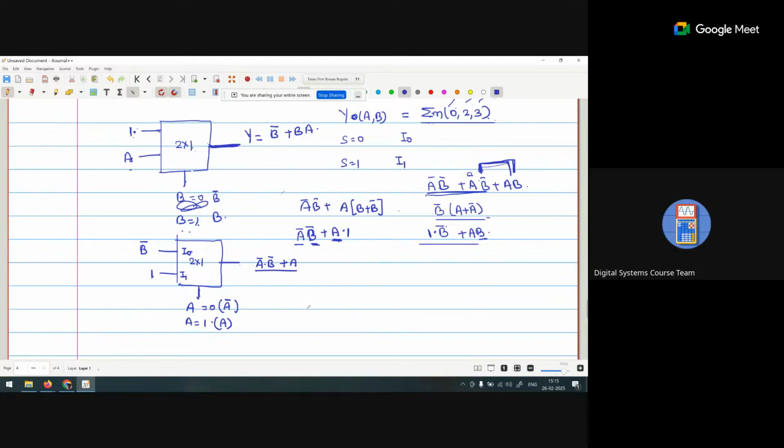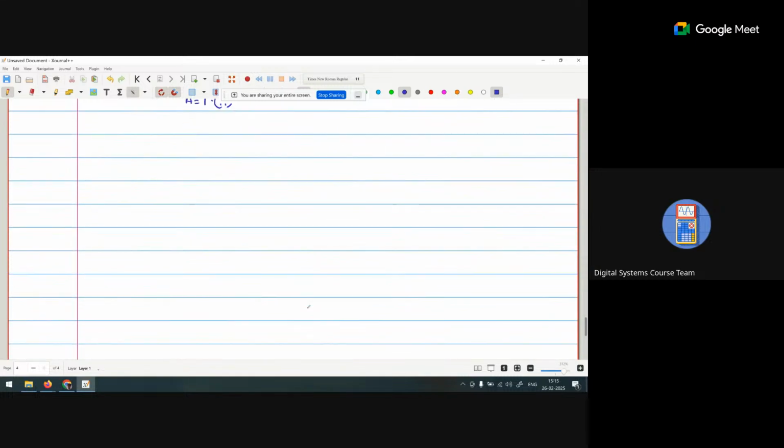So we designed this particular min term expression using a 2 cross 1 mux, either this way or this way. We can take some more complex ones, so I think you will be much more familiar with that. F of A, B is equal to sigma m 0, 1, it is given. So can I write it as A bar B bar plus A B bar?